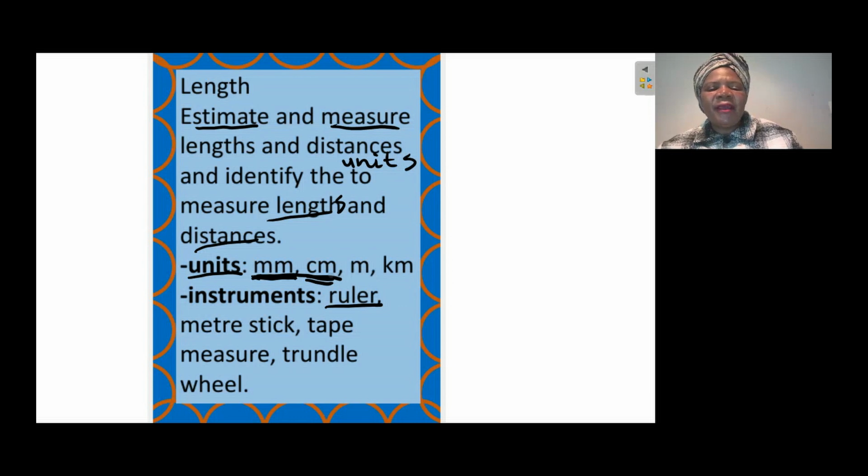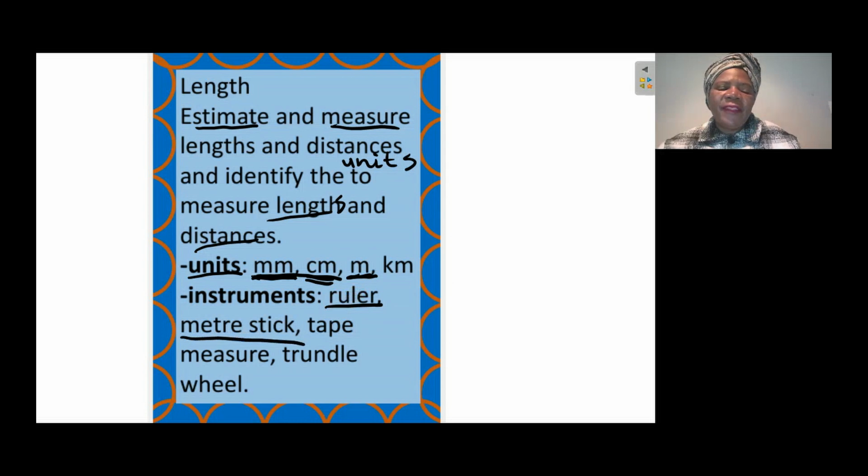Then we use it for short lengths, like the width of your book, the length of your book, and the size of your palm and your arm, your hand. We use a ruler. The width of your desk, we use a ruler. For those that are a bit longer, like the height of the room or the width or length of a room, we can use meters. We can use now a meter stick.